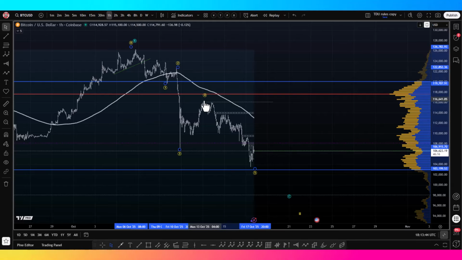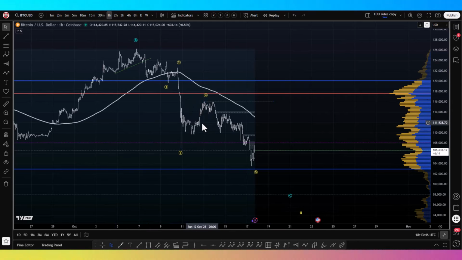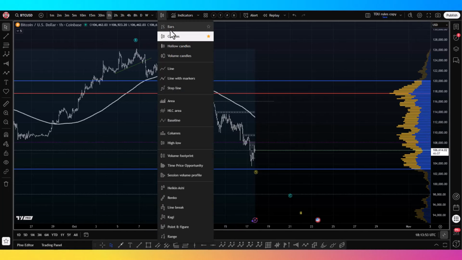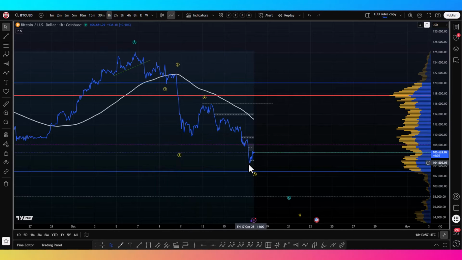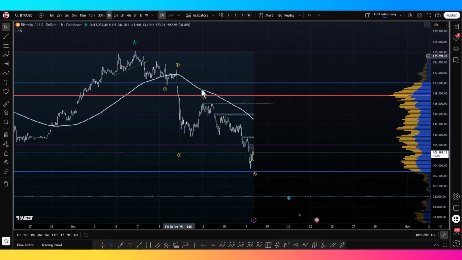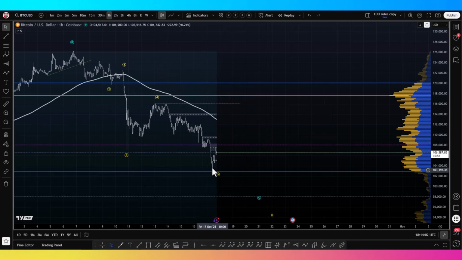That's kind of a funky finish here. It looks like you might have this wick. Let's get to a line chart here. You could be done, but we need a 5, right? We need something to come out of here that's with displacement, right? We're not getting it, right?